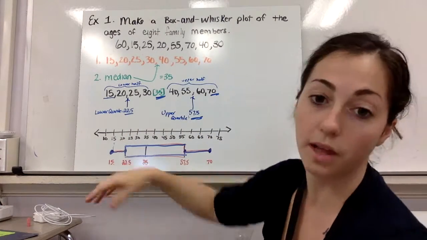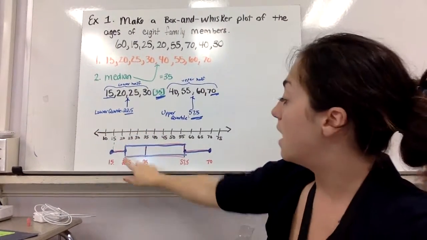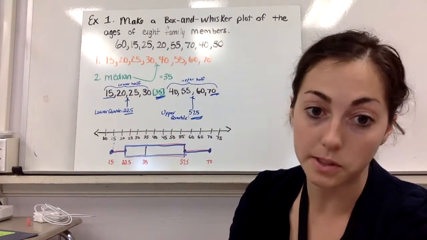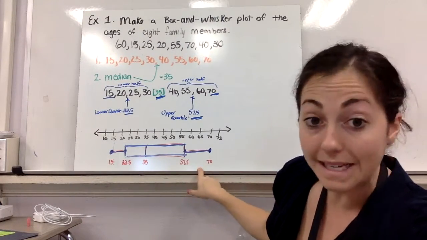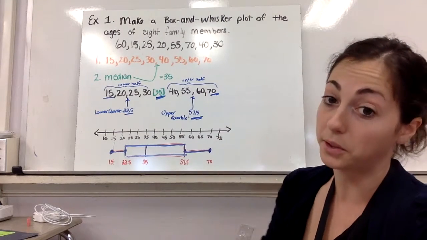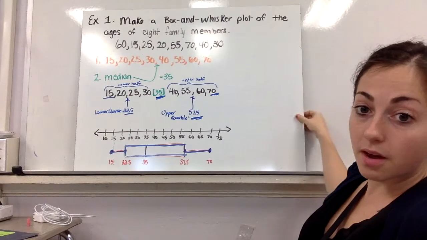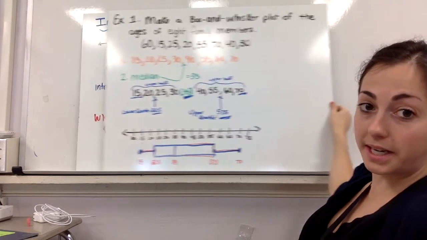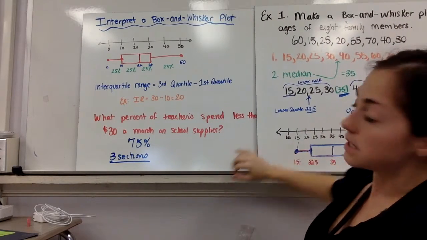So my whiskers are like the extremes. They're my maximum and minimum. And then my quartiles are these 3 numbers. And I always write the number that it is here so that it's really easy and really clear. You have to have a number line too. Okay. So almost done. Now we need to interpret box and whisker plots.